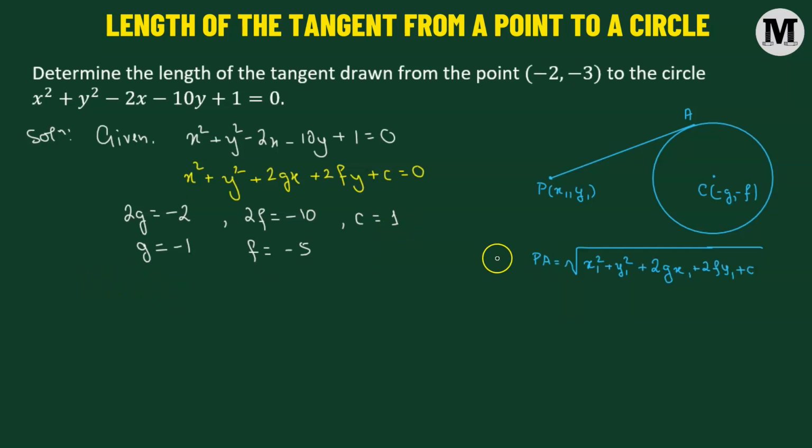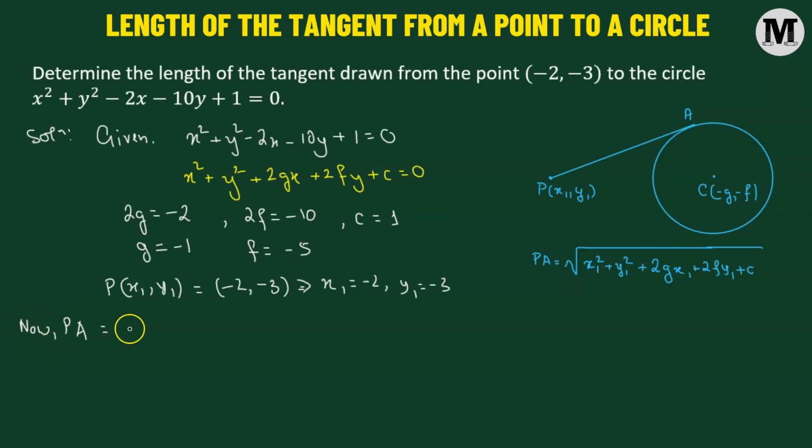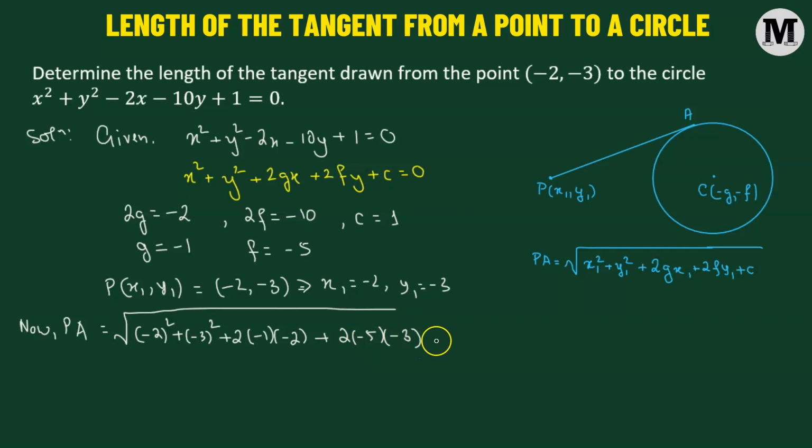Now, let's find out the length of the tangent. So here, point P having the coordinates x1, y1 is going to correspond to the coordinates -2, -3, which means that our x1 value will be -2 and the y1 value will be -3. So, the value of PA, which is the length of the tangent, will be the square root. We'll take x1 squared, so that's -2 whole square, added to -3 squared, plus 2g value, that's -1, multiplied to x1, so that's -2, added to 2 times f, which is -5, multiplied to y1, so that's -3, plus the constant value c, that's 1.